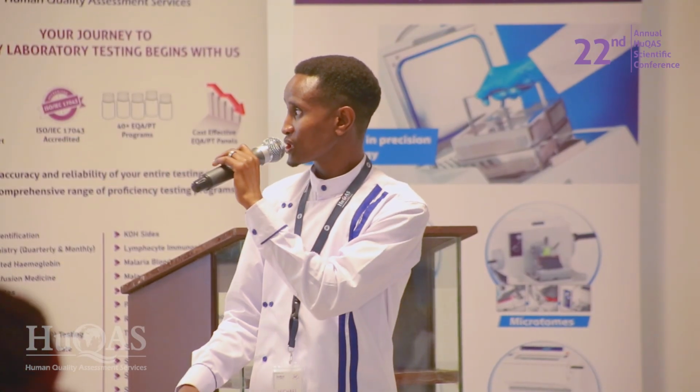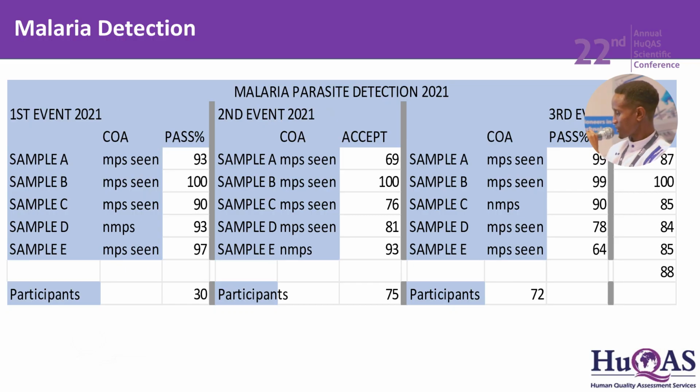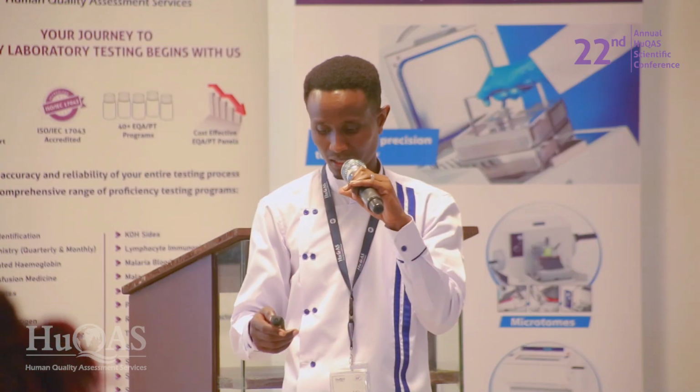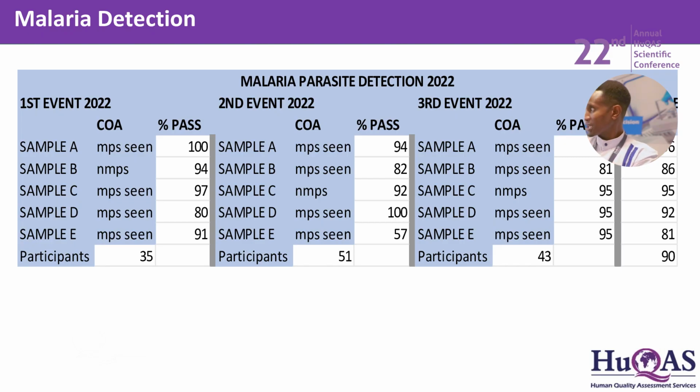Let's go to 2021. This is how the performance was. Still we had 30 participants in the first event, 75 in the second event, and 72 in the third event, where the average score at the end of the year was 88%. Then in the year 2022, still the same. We had 5 participants in the first event, 51 in the second event, and 43 in the third test event, where the average score at the end of the year was 90%.